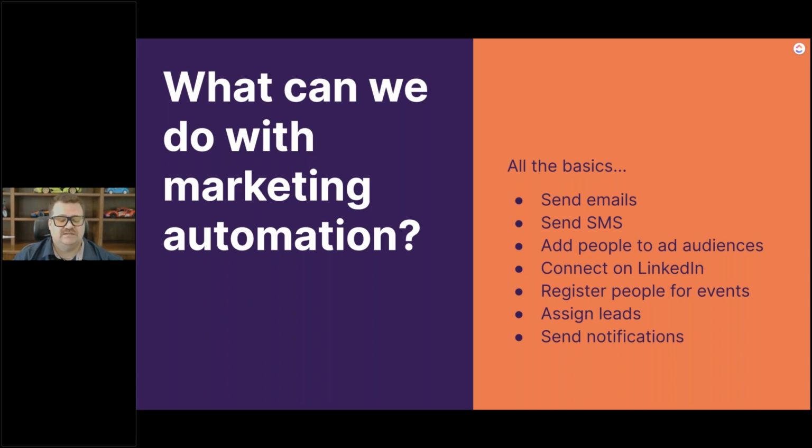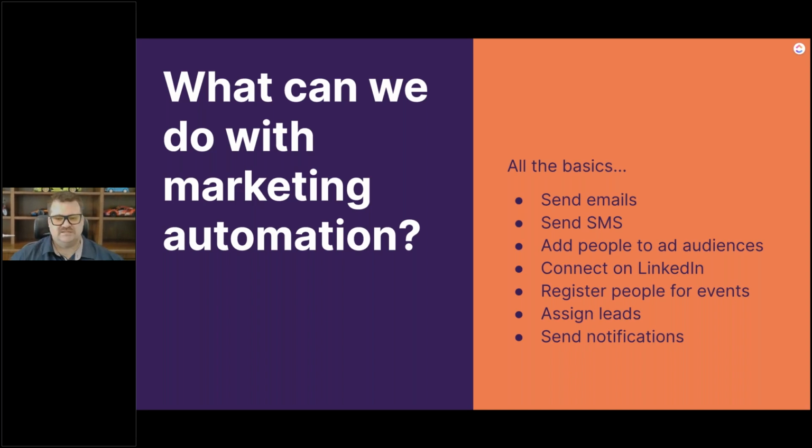We can connect to people on LinkedIn automatically once they've made a donation. We can register people for events and for webinars at different platforms. We can assign leads. So if we've got a fundraising team that's working with different leads on requests and capital donations, we can assign those automatically. And we can send notifications to our team so that people know when something has happened, when a prospect is looking at our website, things like that. And again, the thing with marketing automation is we can link these together and we can do all of these in a single flow.